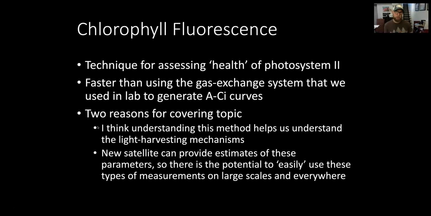And then also, the other reason is that in the last few years, one of the newer satellites, and I don't remember the name now, gets chlorophyll fluorescence. So it can't generate all of the metrics that we're going to talk about today, but it can generate some of them. And so that's going to be a really powerful tool because we can get chlorophyll fluorescence on a very large scale fairly frequently. And at some point, and even now, it might be completely free to get those metrics.